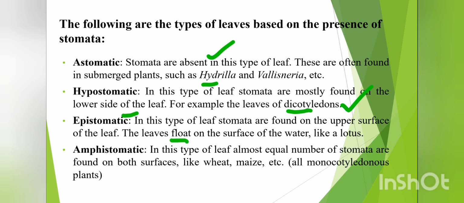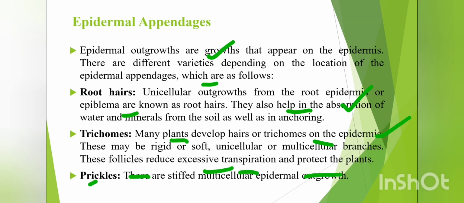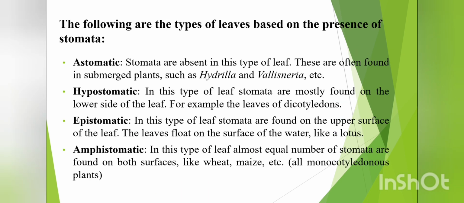Generally in floating leaves this type of stomata is found, like in lotus the leaves are floating and the lower surface is towards the water and the outer surface towards the atmosphere. So the stomata is only limited to the outer or upper surface. Then amphistomatic, where an equal number of stomata are found on both surfaces of the leaves, like wheat, maize. In all monocot plants these amphistomatic type of leaves are found.